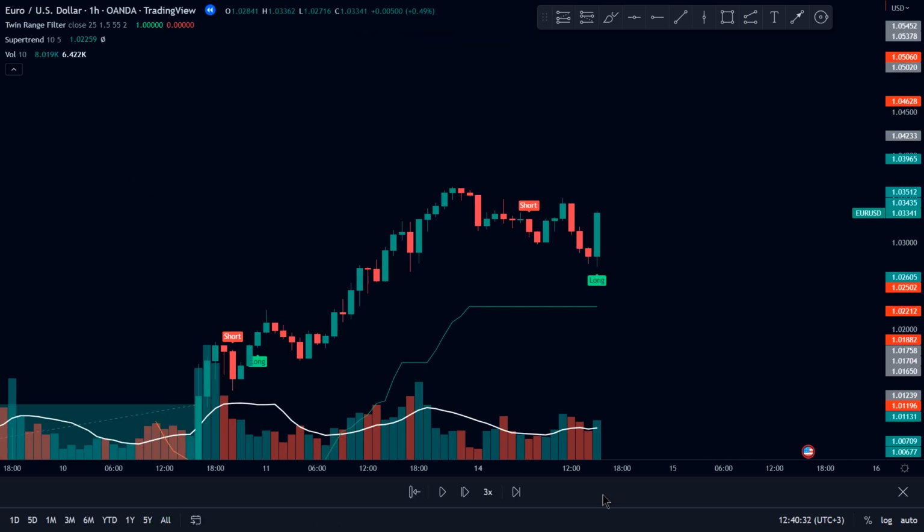As we can see here, the super trend indicator was colored green and the price was trading above it. The volume bar of the volume indicator was above the moving average, you know, this guy right here. Finally, the twin range filter issued a long signal.